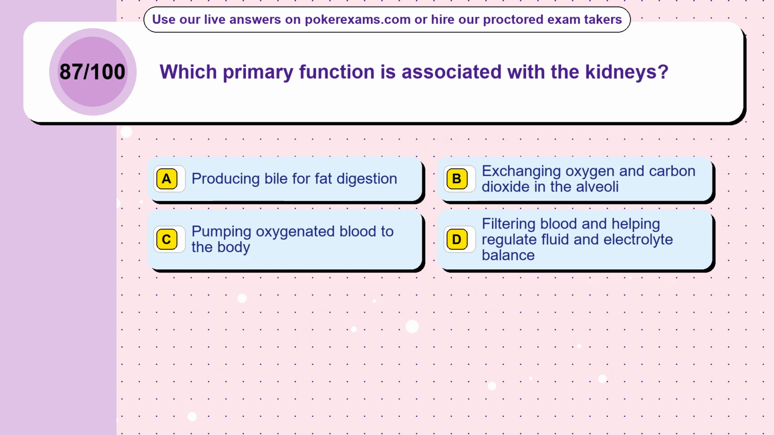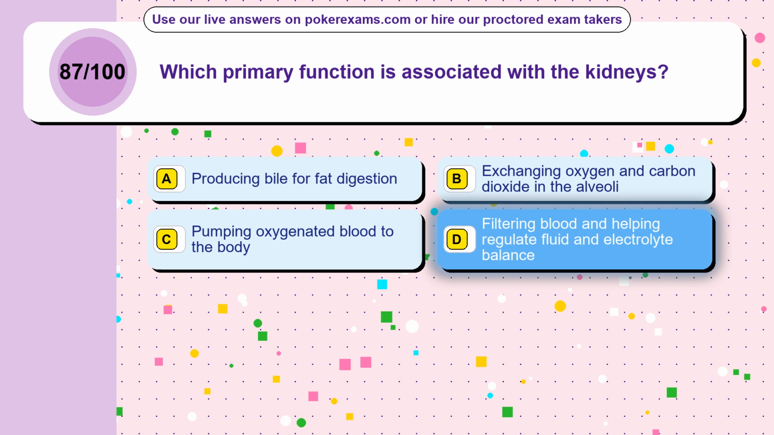Question 87. Which primary function is associated with the kidneys? Option A. Producing bile for fat digestion. Option B. Exchanging oxygen and carbon dioxide in the alveoli. Option C. Pumping oxygenated blood to the body. Option D. Filtering blood and helping regulate fluid and electrolyte balance.